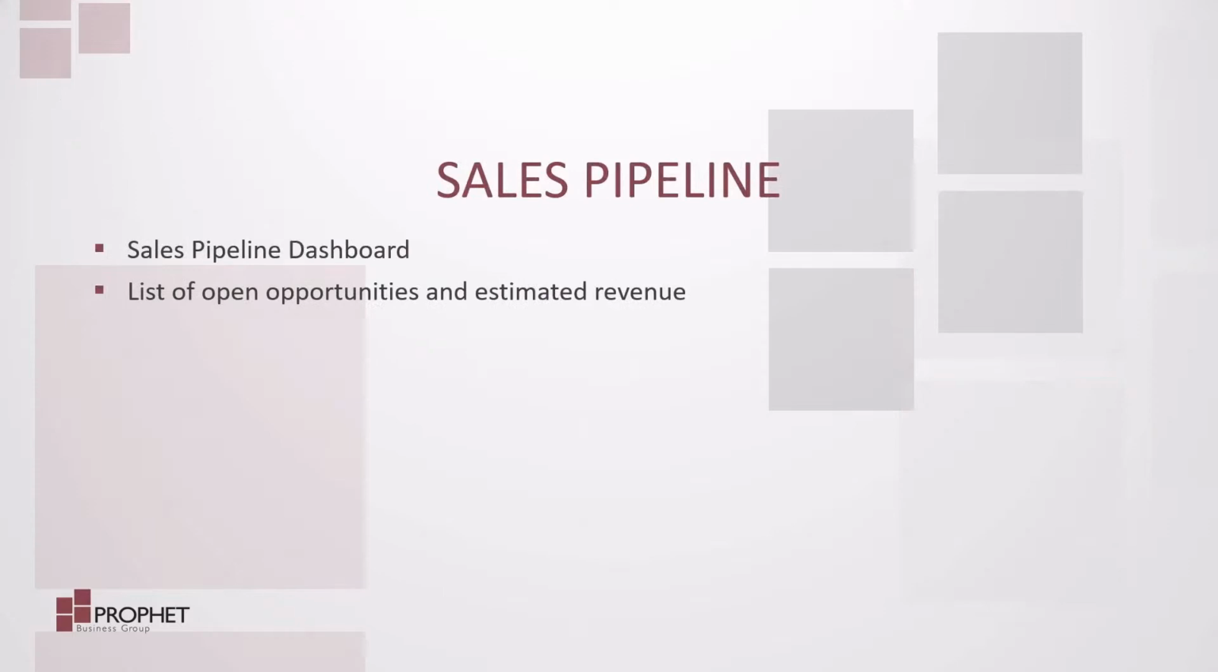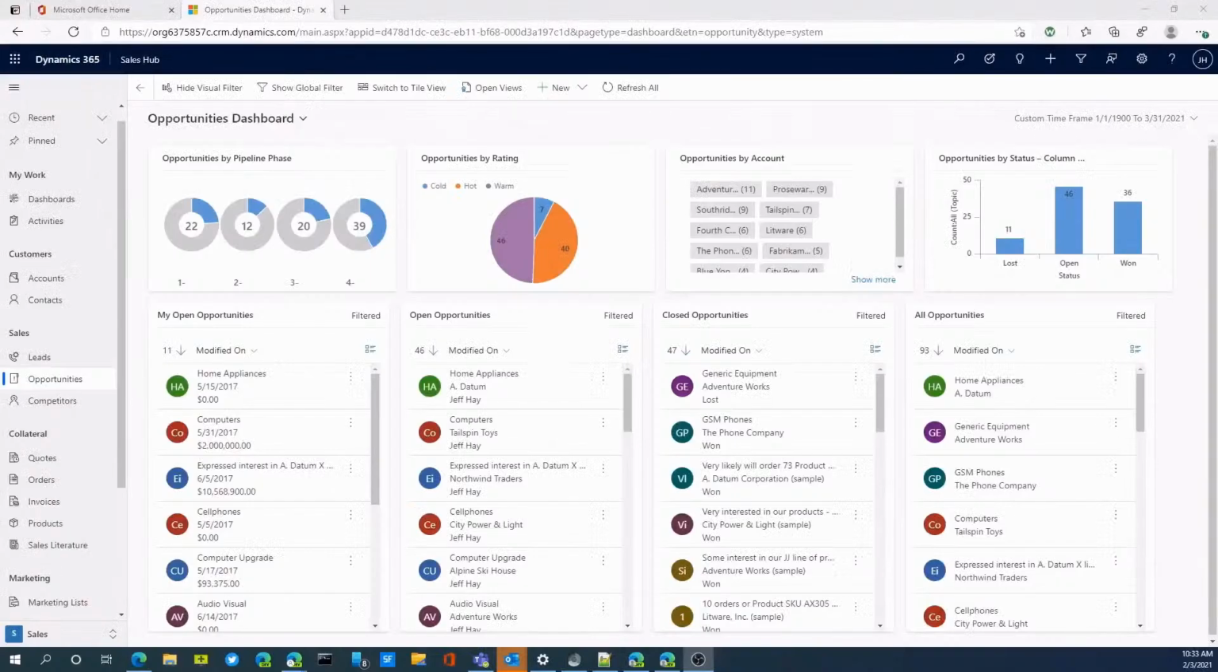As a CFO, you need to understand your sales pipeline and where your future sales are coming from. Today, we're going to look at a sales pipeline dashboard and a list of open opportunities and estimated revenue. As a CFO, it's important to understand future sales. One way we can do that inside of D365 is to look at the opportunity dashboard.